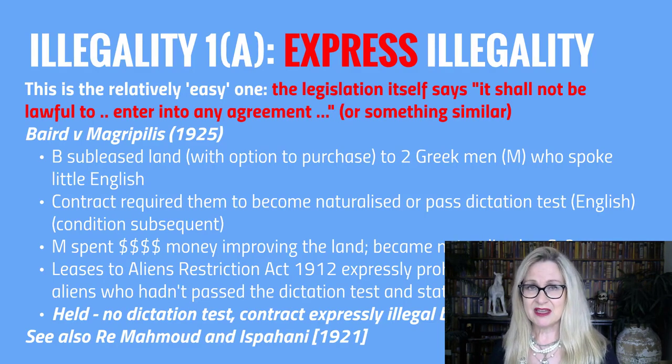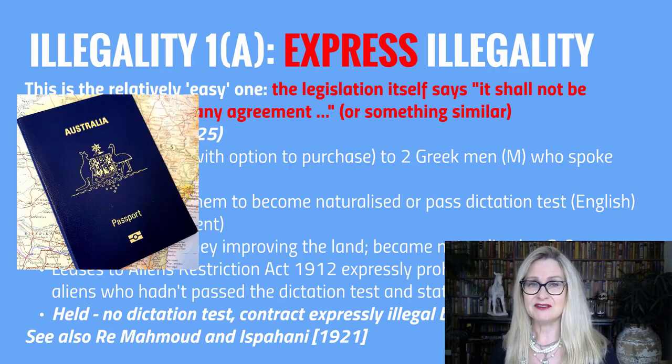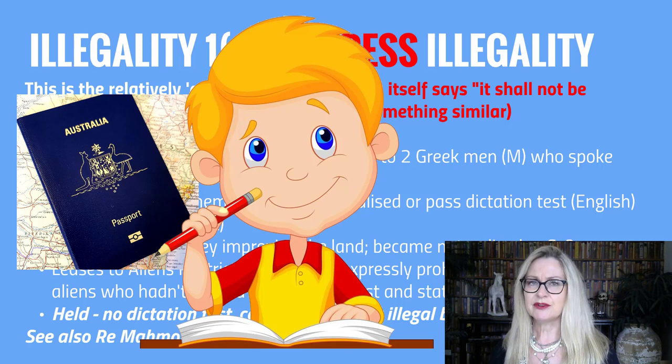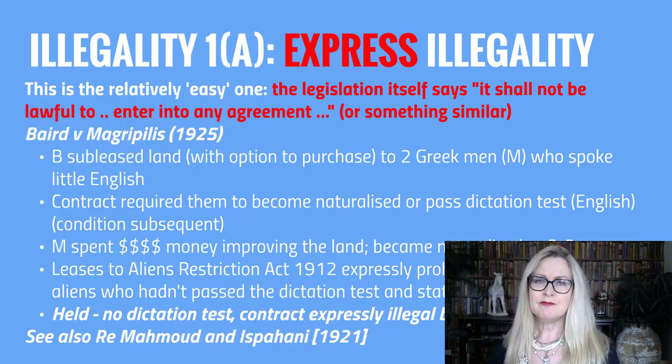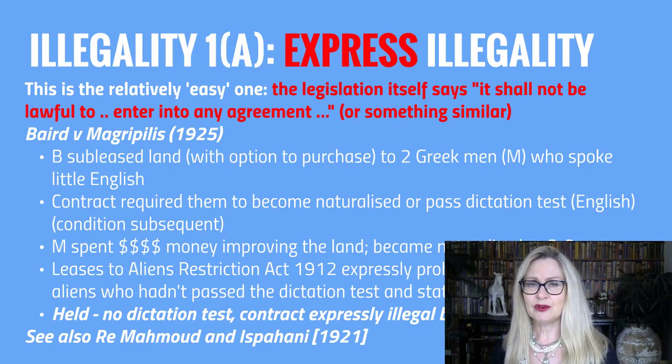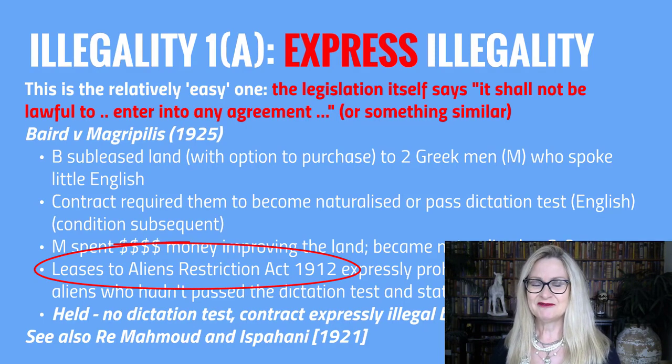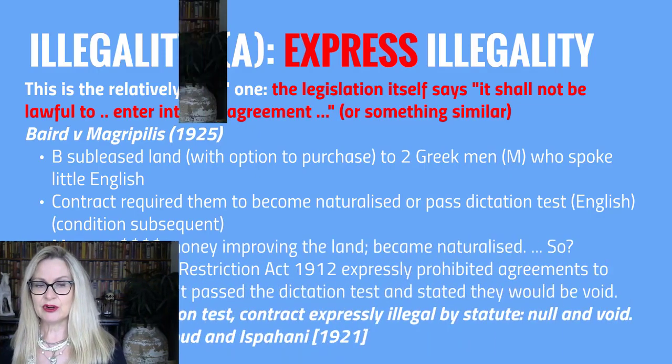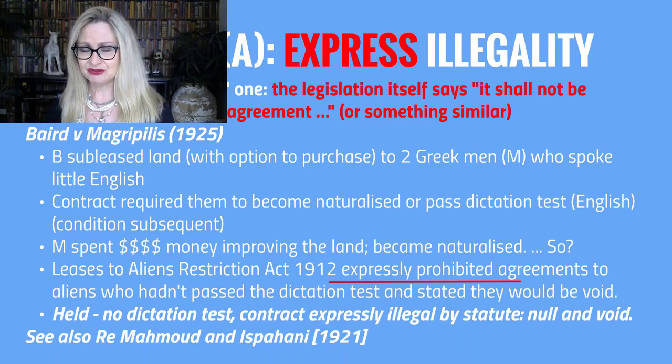So in Baird and Magripolis, Baird subleased some land to 2 Greek fellows by the name of Magripolis, and unfortunately they were not very fluent in English. The sublease itself contained a condition subsequent that required the Magripolis fellows to either become naturalised or to pass a dictation test in English. So the contract would have fallen over if one of those events hadn't occurred. The Magripolis fellows went and spent quite a fair bit of money on the land. They thought that the sublease had been locked away because they'd become naturalised. However, the Leases to Aliens Restriction Act of 1912, rather pejorative title there, expressly prohibited agreements to aliens who hadn't passed the dictation test component, and it said that such agreements would be void.